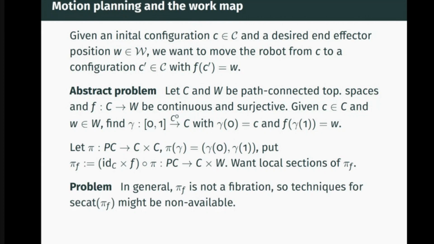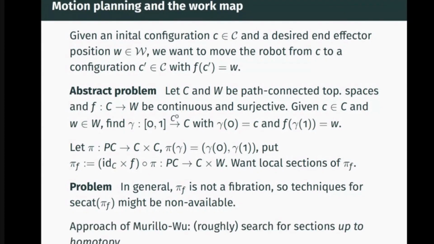So we can define a number in this way, like a minimum number of local sections, but these techniques might be unavailable, so we cannot just work with these maps that easily. This is also the main reason why it's so hard to compute examples for this, because all the techniques fail us.